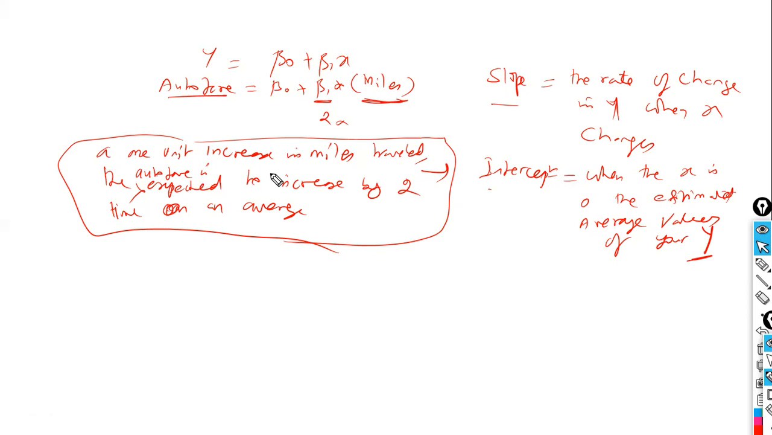And what is the next thing? Yeah, so this is the slope and intercept. Next, we will see what is positive correlation and negative correlation.